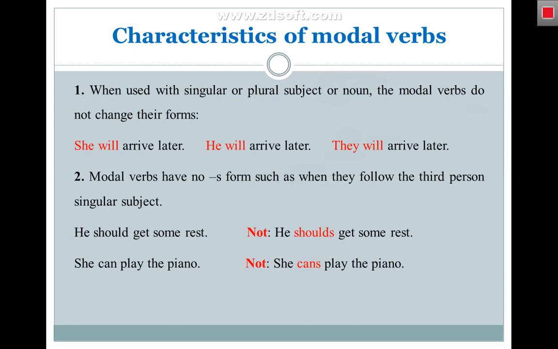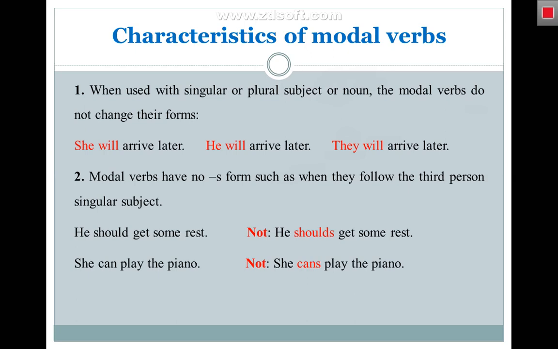Do you remember when we said that modal verbs are single words which have the same form? They are not affected by a singular or plural subject. She will arrive, he will arrive, they will arrive. You do not put an s on will. Modal verbs do not follow the third person singular rule, and we will see that later.